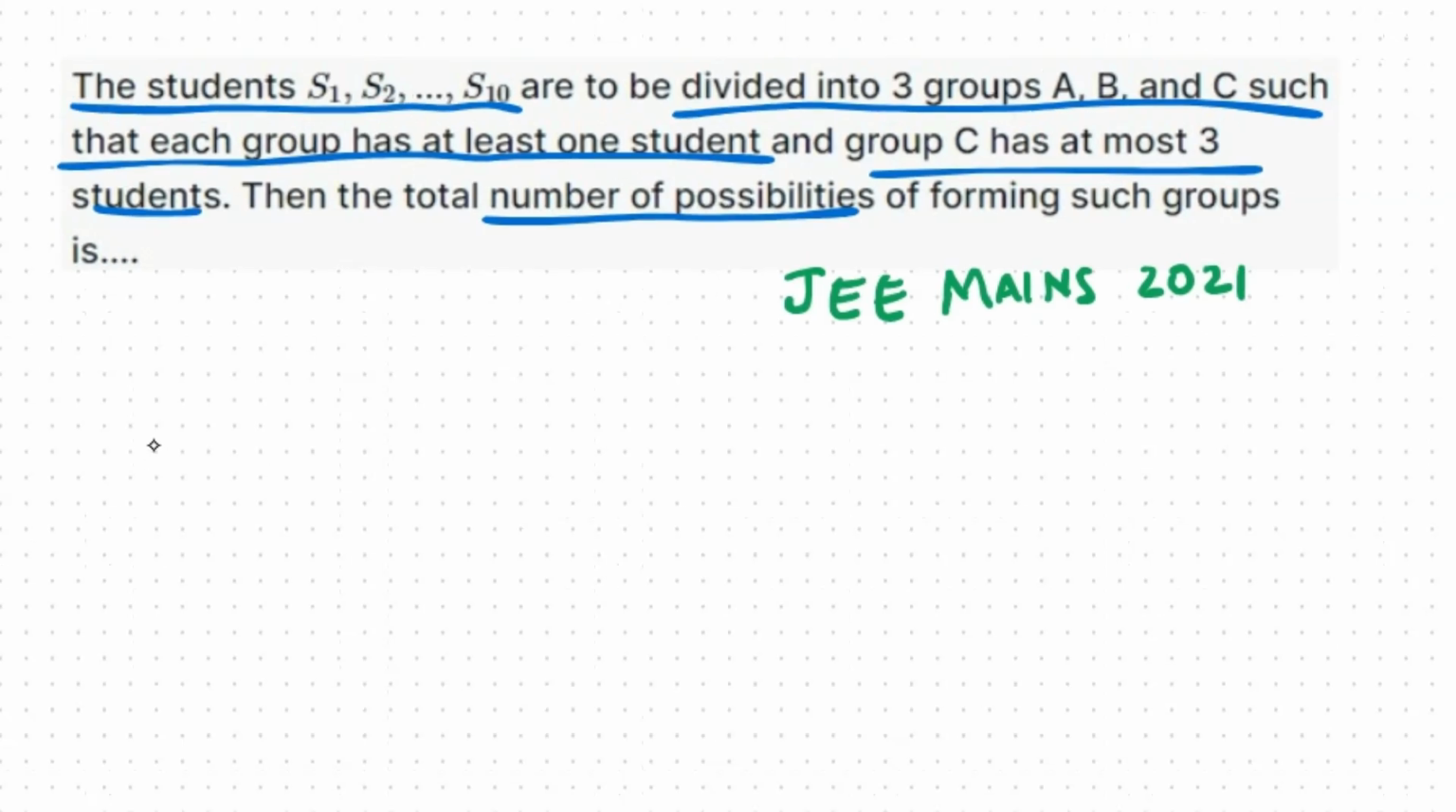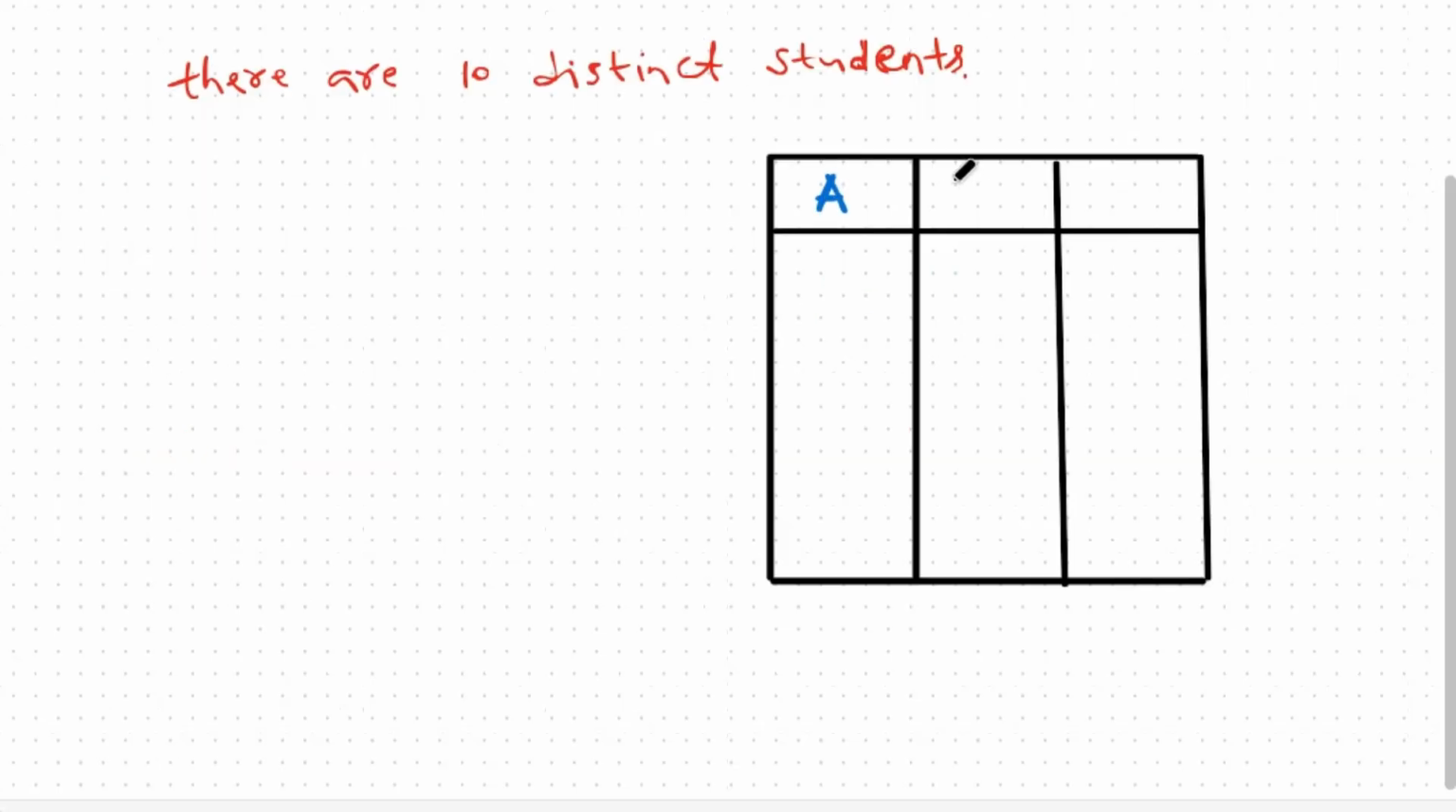The question says that there are 10 distinct students. That means no two students are similar. Let this be A group, this will be B group, and this will be C group. The C should be at most 3. That means the values for C are 1, 2, 3.